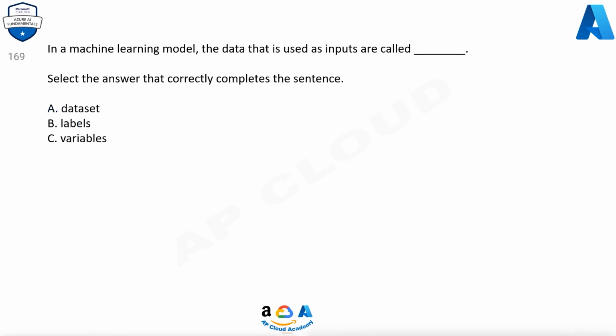169. In a machine learning model, the data that is used as inputs are called. Select the answer that correctly completes the sentence. A. Dataset. B. Labels. C. Variables.